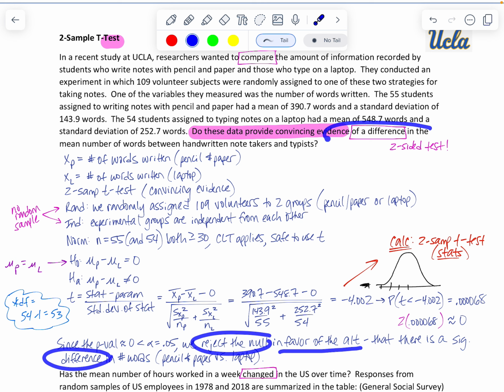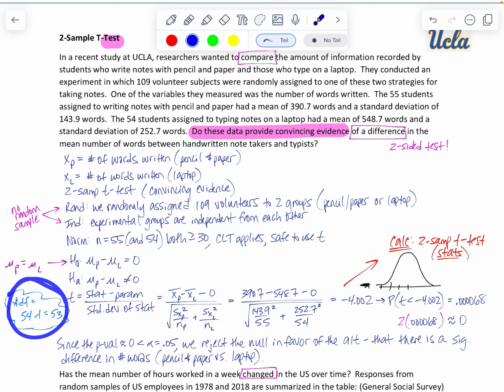It doesn't say which one is better. We have not been able to determine that, but all we're saying here when we reject this and we are in favor of this is that there is a significant difference, statistically, between the laptop people and the paper and pencil people, okay? So now I need you guys to try the next example and get it checked by one of us.